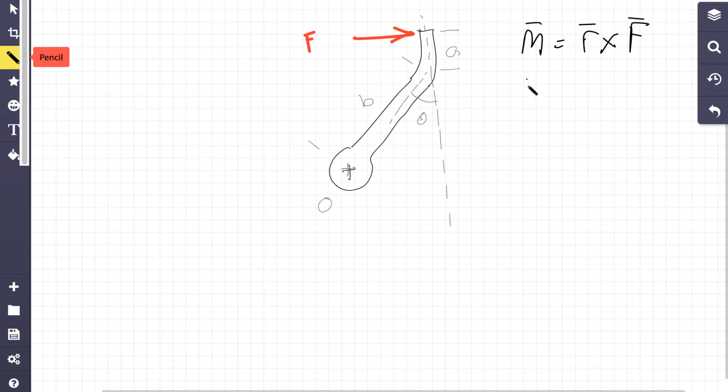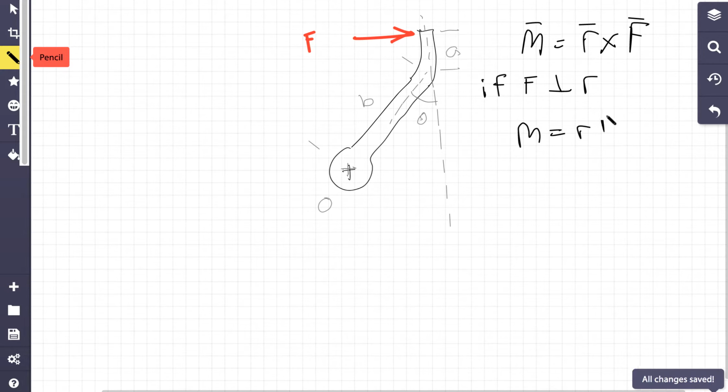to understand that if the force is perpendicular to the r, we can simplify this, and we can say that the moment is equal to r times the force. And we can look at this diagram and see which direction this force. Now this only happens, we can only use this equation if the force and this r is perpendicular to this force.